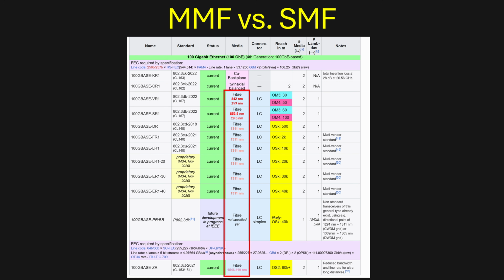Despite its inferiority to single mode fiber, multimode fiber is still much more common at short distances, primarily because it can be operated with less expensive lasers and optics, and we will explain why later in this video.